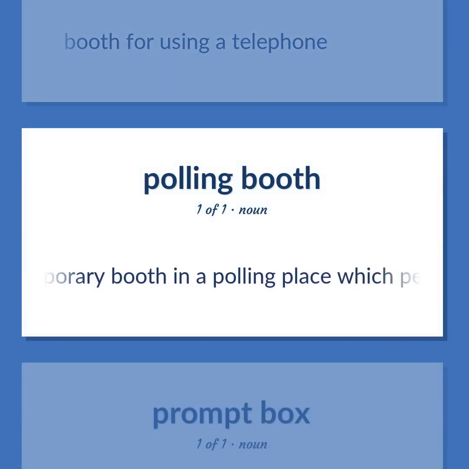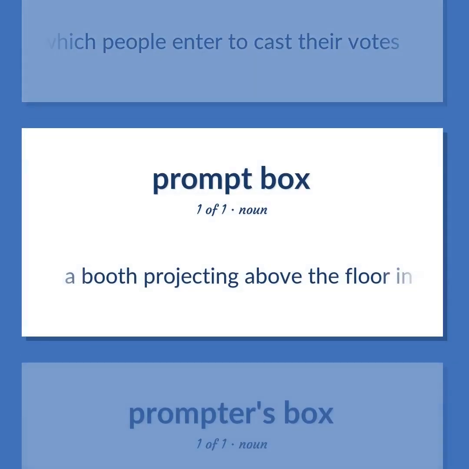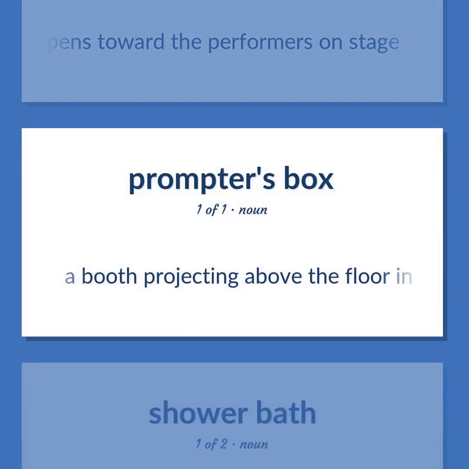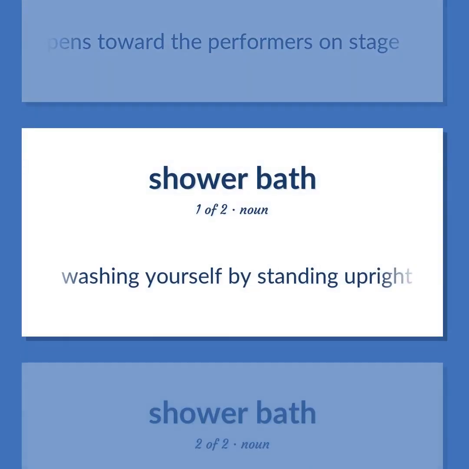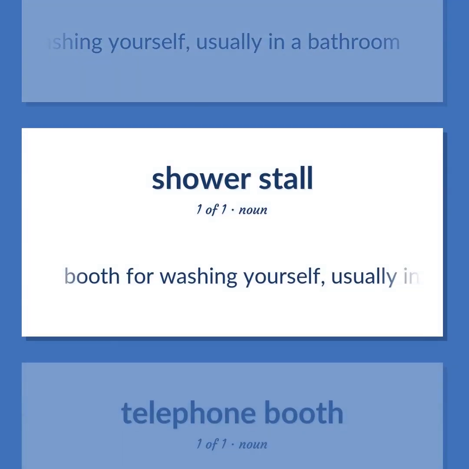A temporary booth in a polling place which people enter to cast their votes. A booth projecting above the floor in the front of a stage where the prompter sits, opens toward the performers on stage. Washing yourself by standing upright under water sprayed from a nozzle. Booth for washing yourself, usually in a bathroom.